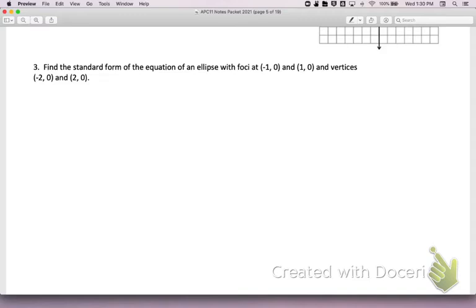So that means that when we set this up, x squared, y squared equals 1, I need the number underneath the x squared to be the bigger one, okay? Now, I can tell by these numbers here that A is equal to 2 because we're centered at the origin. They're 2 units away. So that means that A squared is going to be 4. Now the foci give us the value of C. C is equal to 1.